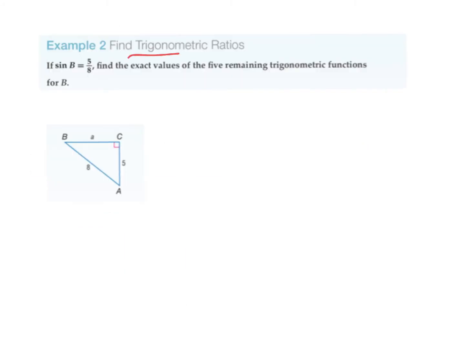So what we want to find is the trig ratios, and they give us certain information. They give us the sine, so we want to find the other 5. To find them, we have to have all 3 sides. So we need to figure out what A is. To figure out A, we're going to use the Pythagorean theorem: A squared plus B squared equals C squared.